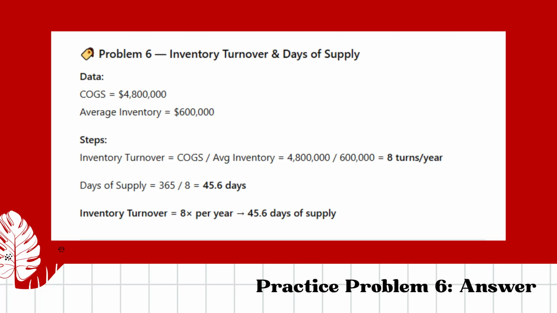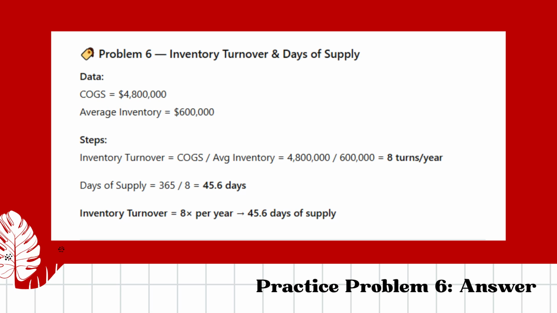Problem 6. Inventory turnover and days of supply. A company's cost of goods sold is $4,800,000, and its average inventory is $600,000. We need to find the inventory turnover ratio and the average days of supply.